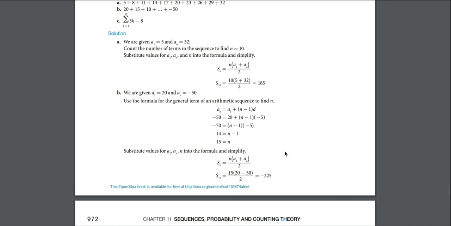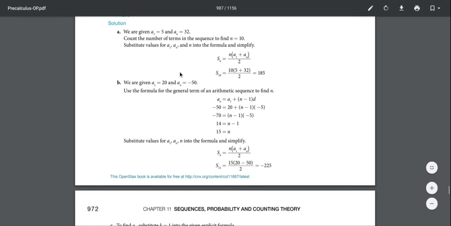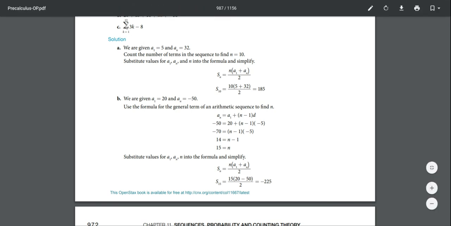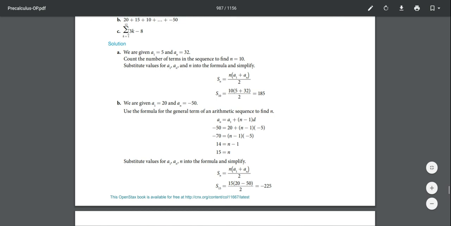For C, we have sigma notation. So again, the number of terms, if we start here with 1, the number of terms is just this number. So n is just 12 in this case. Or I could use my formula, 12 minus 1 plus 1 is still 12. I also need my first and last term. So my first term, I'm just going to plug in 1 here. So I get 3 minus 8 is negative 5. And then for my last term, I just plug in whatever number is here.